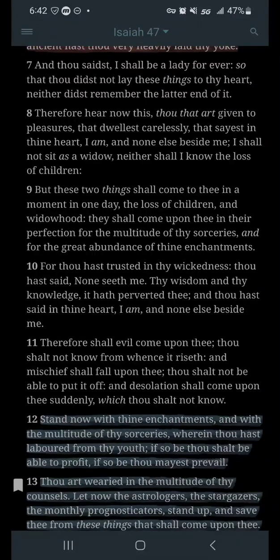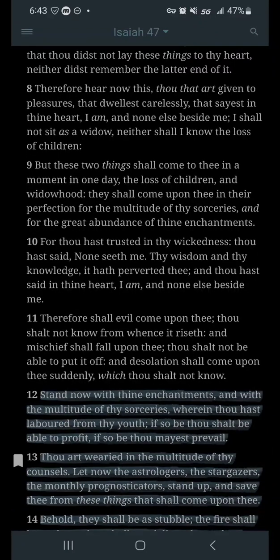All right, verse 9. But these two things shall come to thee in a moment, in one day, the loss of children and widowhood. They shall come upon thee in their perfection for the multitude of thy sorceries and for the great abundance of thine enchantments. All right. One of the reasons why America is going to be destroyed, man, is because of the enchantments, because of the pharmakia, man, because of the witchcraft, man, because of Hollywood, man. That's just one of the reasons, man. This is one. And no matter, you know what, they're not going to repent for it, man.